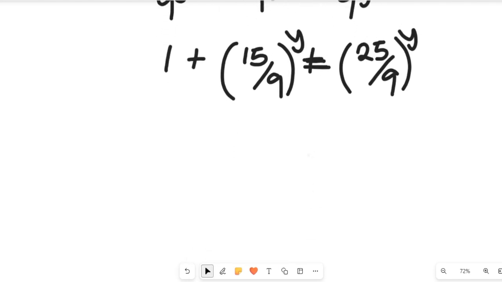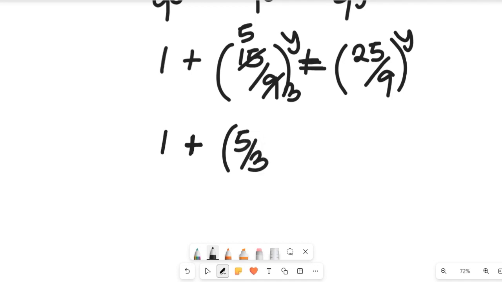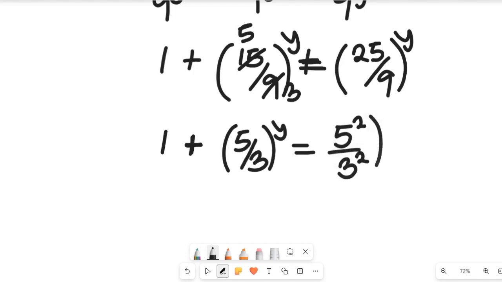Great. Now if we do that, we're going to have that expression give us 1 plus, this over here will give us 3. 3 divided by this will give us 3. 15 divided by 3 will give us 5. So that expression will give us 5 divided by 3 all to the power of y, and this will be equal to, remember, this can be 5 squared, while this will be 3 squared, and all to the power of y.